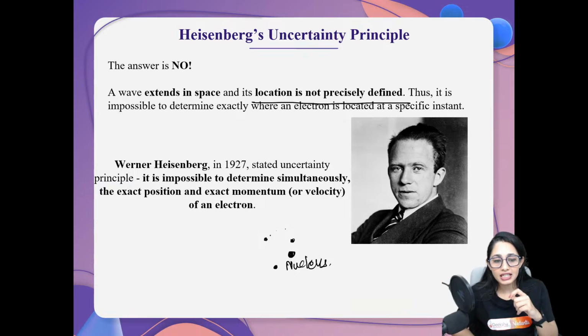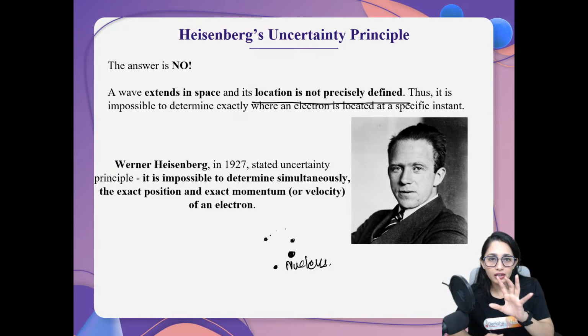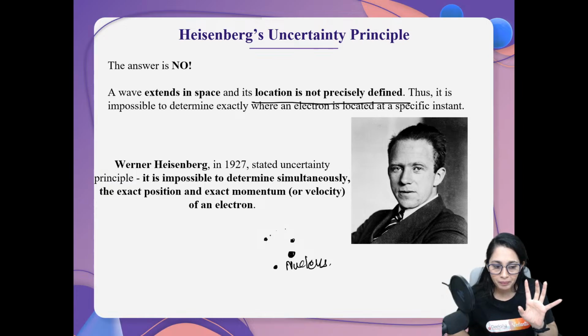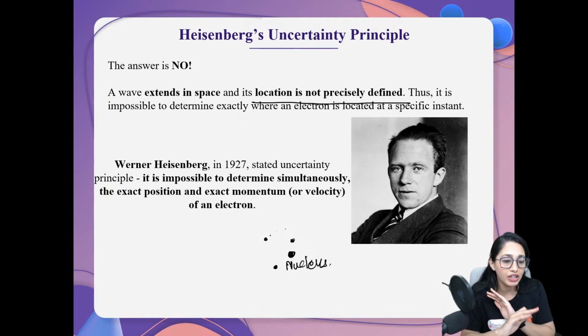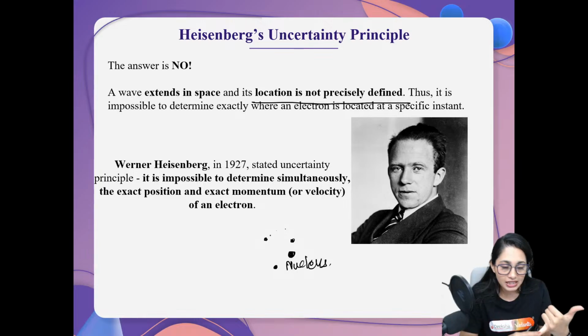Okay, Werner Heisenberg in the year 1927 stated uncertainty principle. What did he say? It is impossible to determine simultaneously the exact position and exact momentum of an electron, either one of which can be calculated or found out, but not both at the exact same time. We cannot find both of this. Okay, exact position and exact momentum.